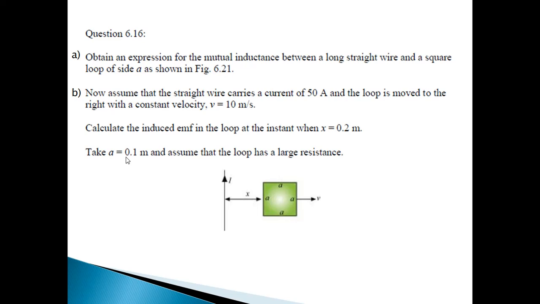What is mutual inductance? Mutual inductance is the EMF induced in the coil due to the change in flux in the first coil or in the first wire. It is represented by capital M. And what is EMF induced? EMF induced in the loop is due to its movement, due to change in area.